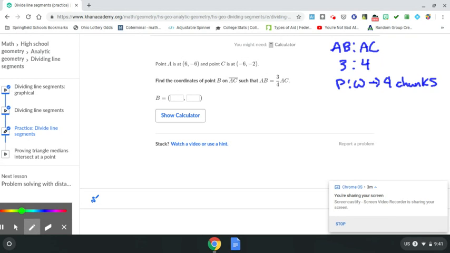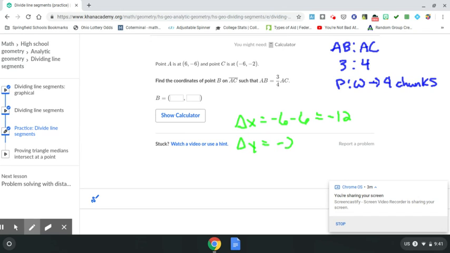So let's go over here. Let's find our change of X. So my change of X, what do I have to do to get from A to C? Well, that's -6 minus 6, which gets me -12. To get from A to C, I go left 12. For Y, I go from -2 minus -6, which means that's +4. So to get from A to C, I go left 12, up 4.